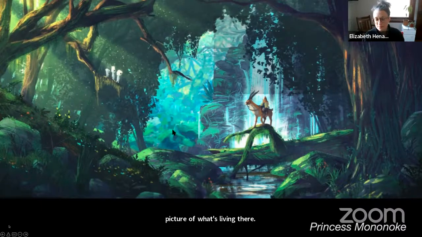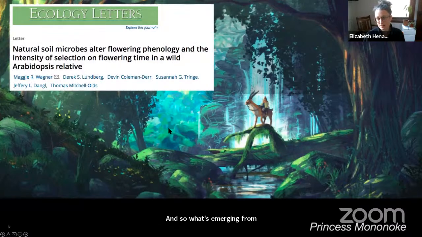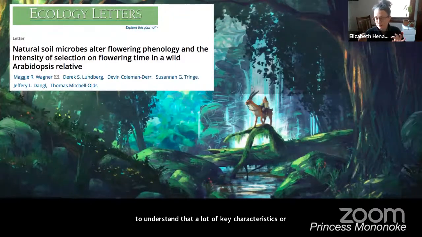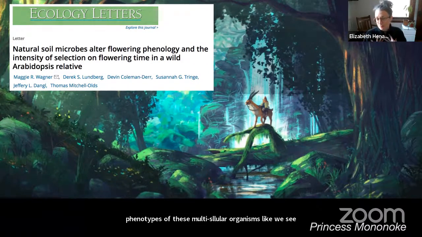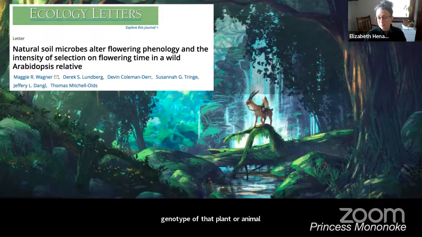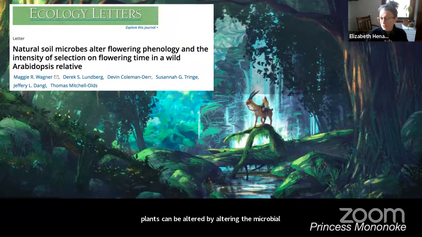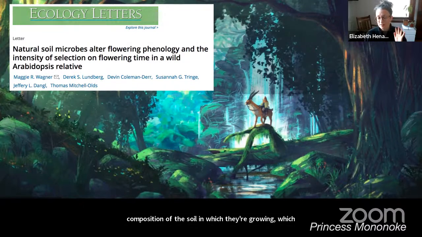And so what's emerging from this is that we're starting to understand that a lot of key characteristics or phenotypes of these multicellular organisms like we see here, plants, animals, are related not only to the genotype of that plant or animal, but also to their relationship with the symbiotic microorganisms with which they cohabit. So for example, it was shown that flowering time in plants can be altered by altering the microbial composition of the soil in which they're growing, which is kind of big news in the plant biology world, because flowering time was thought to be the canonically well understood, genetically determined pathway.